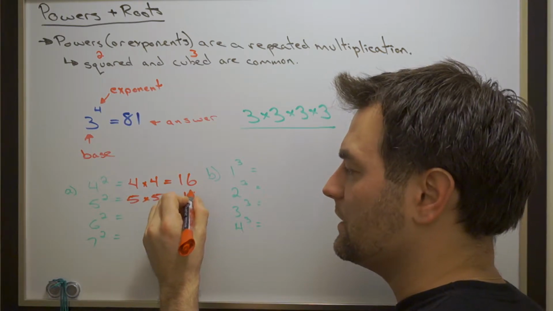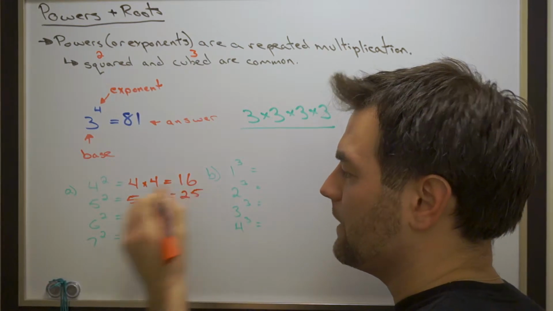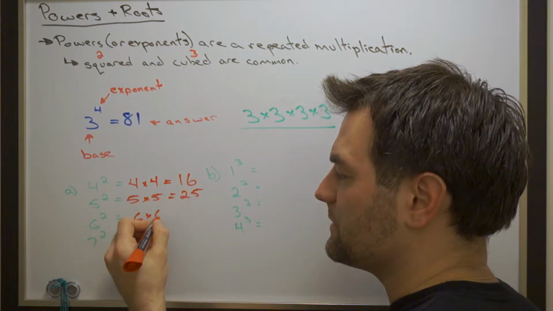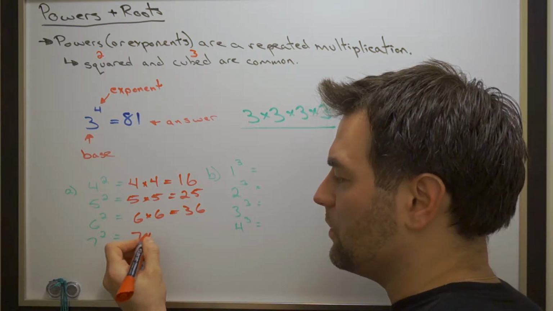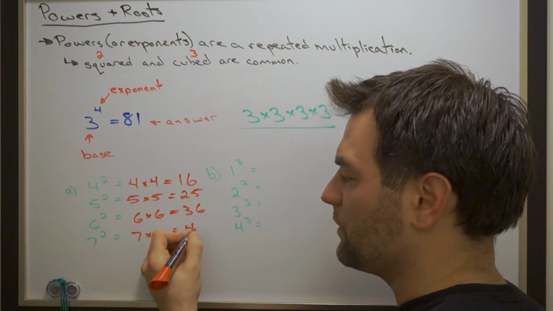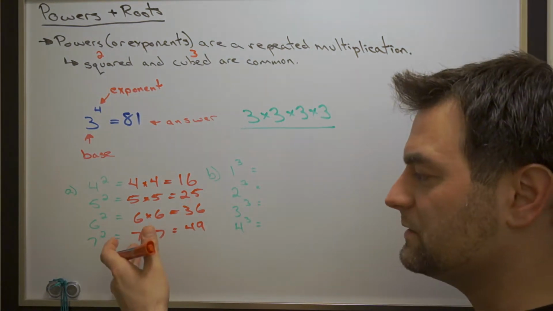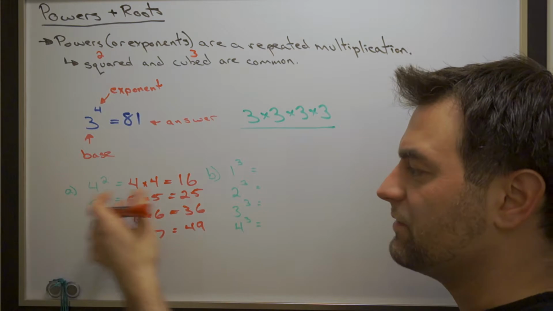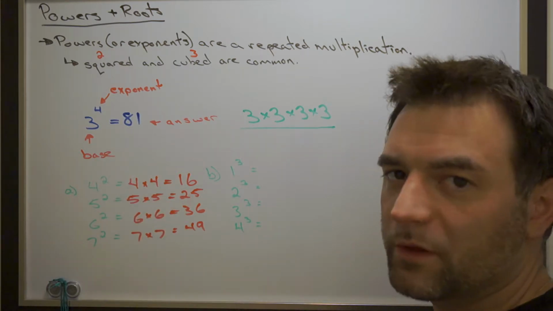5 squared is asking us what is 5 times 5, which is 25. 6 squared is asking us what 6 times 6 is, or 36. And 7 squared is asking us what 7 times 7 is, or 49. So that's what these are asking, is just what's 7 times itself, 6 times itself, 5 times itself, 4 times itself. So squared is asking us to multiply a number by itself.